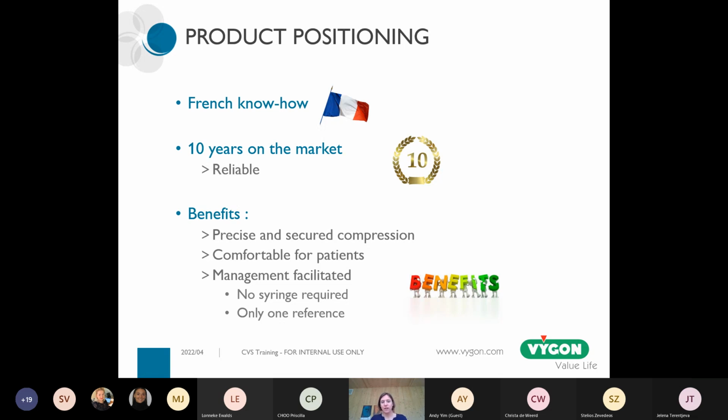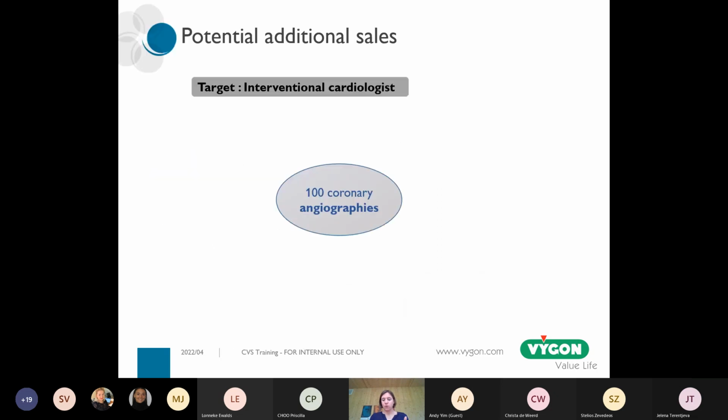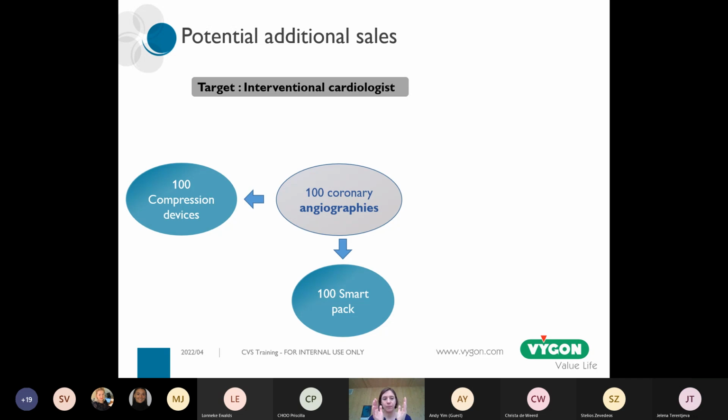To finish all the training of the presentation, I want to show you just one slide to know the opportunity for one target. When you are in the cath lab, you have the interventional cardiologist, for example, for 100 coronary angiographies. You can sell 100 compression devices. You can sell 100 smart packs.